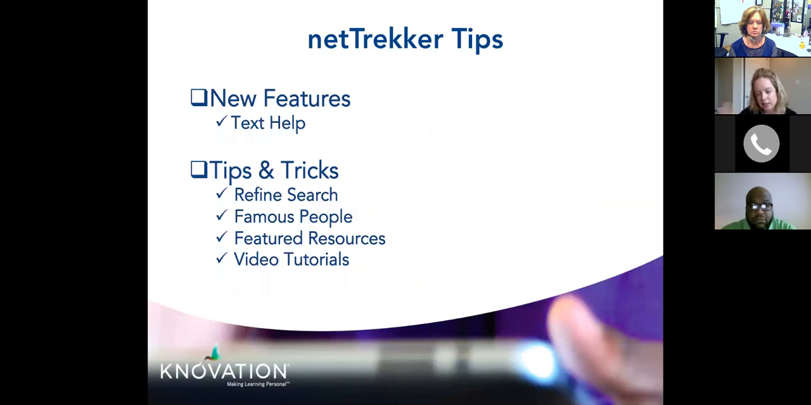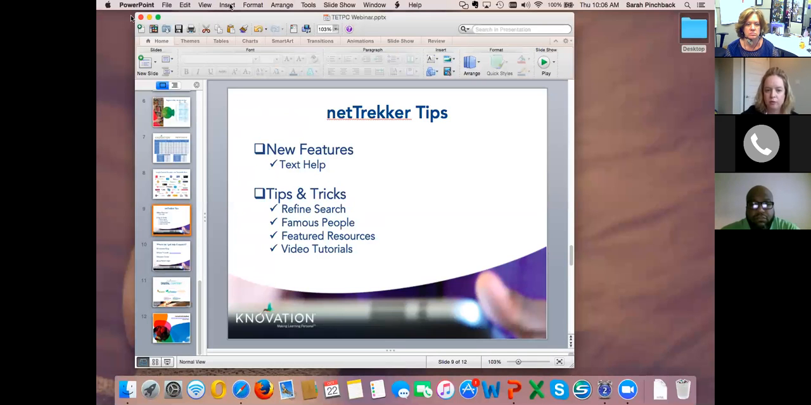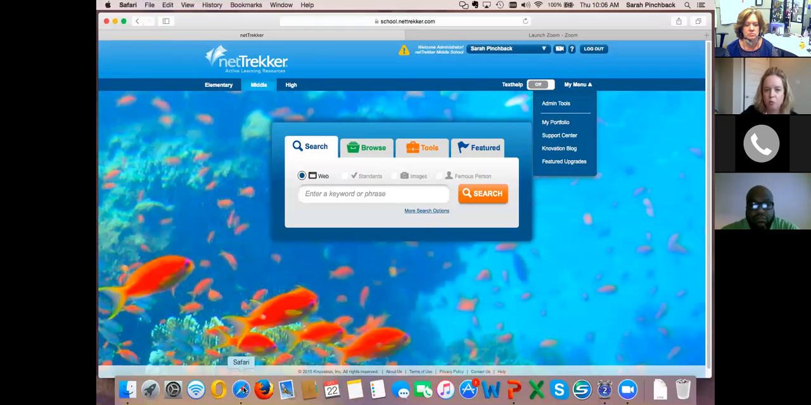So what we're going to do, that's the gist of our curation process. And so I want to dig into netTrekker. I'm going to switch from my PowerPoint and go into my browser, but we're going to look at one of our new features. It's not necessarily a new feature, but it's an update to one of our tools. We've renamed it Text Help. And then we have some tips and tricks, and we'll look at how we can refine our search, looking for famous people, some featured resources that are available, and then also our video tutorials. So let me switch over to my web browser.